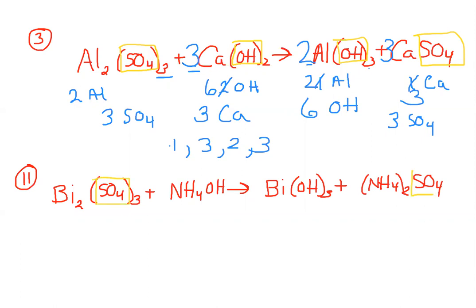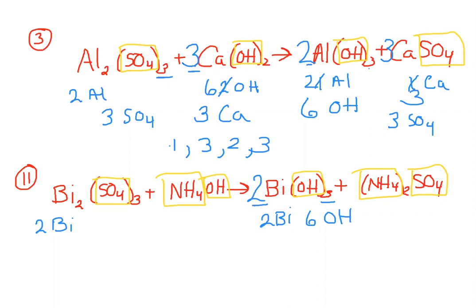SO4, SO4, so we can think of those as 1. NH4, NH4, we can think of those as 1. OH and OH, so we can think of those as 1. So we have 2 Bi. Here we only have 1, so let's put a 2 in front. That gave us 2 of those. Doing that gave us 2 times 3, which is 6 OHs. Over here on this side, we only have 1 OH, so we better put a 6 in front of it. That gave us 6 OHs.